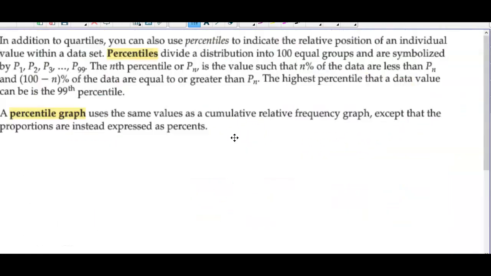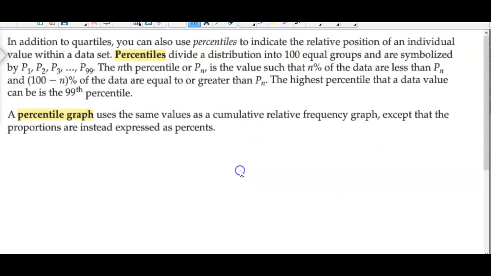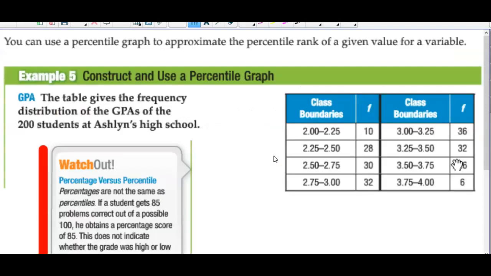All right, moving on. Last little section of the lesson today is on percentiles. In addition to quartiles, you can use percentiles to indicate the relative position of an individual value within a data set. So percentile divides a distribution into 100 equal groups and are summarized by this P, like P99 would be the 99th percentile. A percentile graph uses the same values as a cumulative relative frequency graph, except the proportions are used instead of percents. All right, what is this talking about?